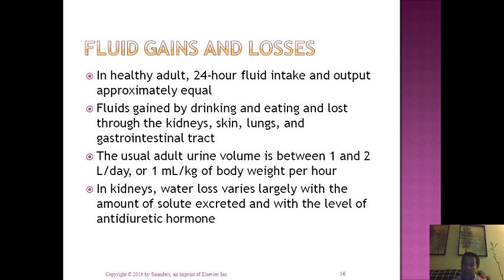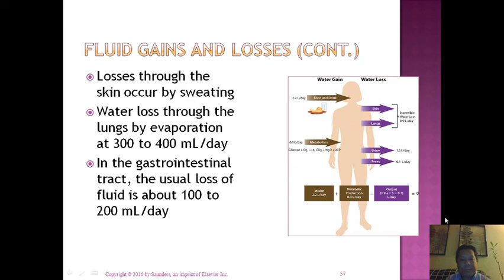Every time you talk, you're not just losing carbon dioxide, but you're also losing moisture and of course water. That's the reason why I always say don't be too talkative, because the more talkative you are, the more susceptible you will be to dehydration, because every time you speak, you're losing some water. Water loss through the lungs by evaporation is 300 to 400 mils.